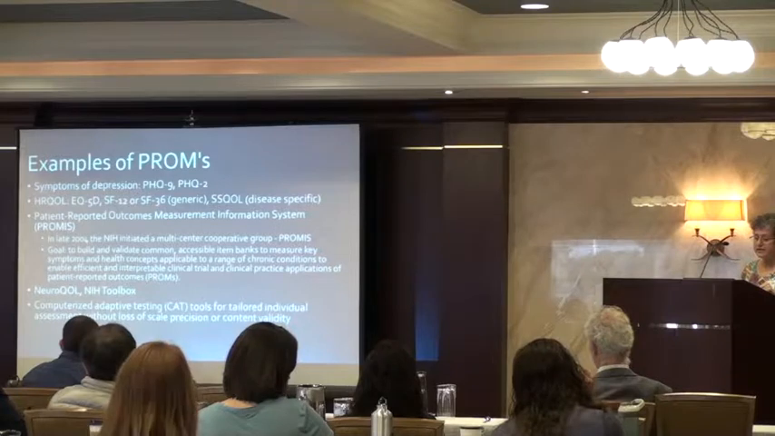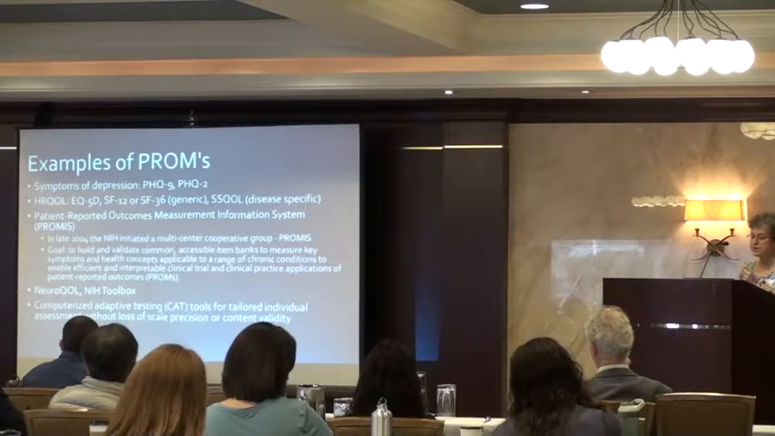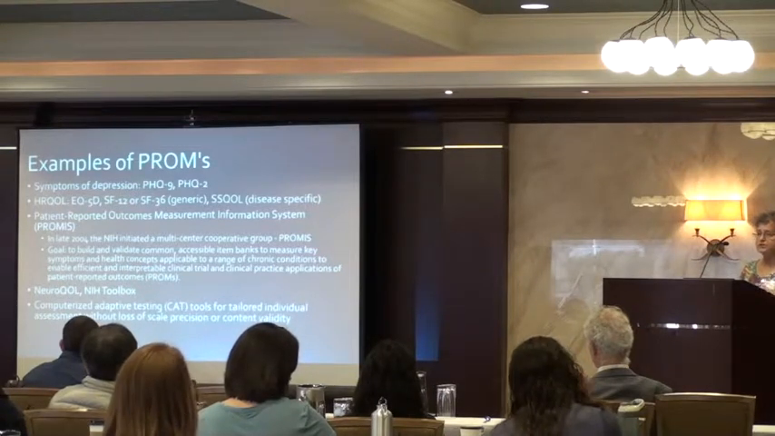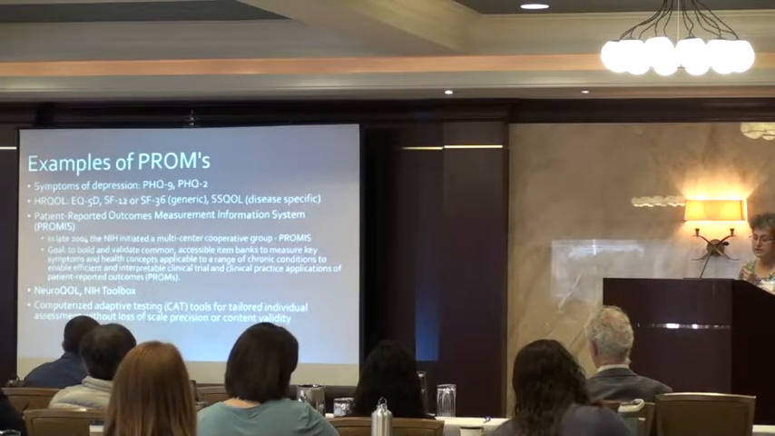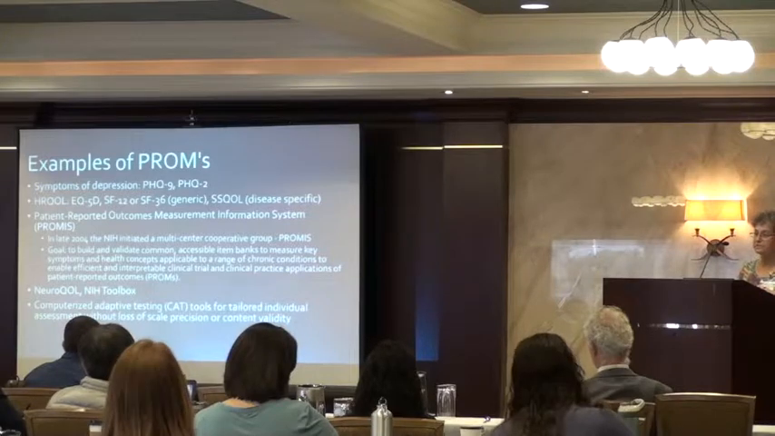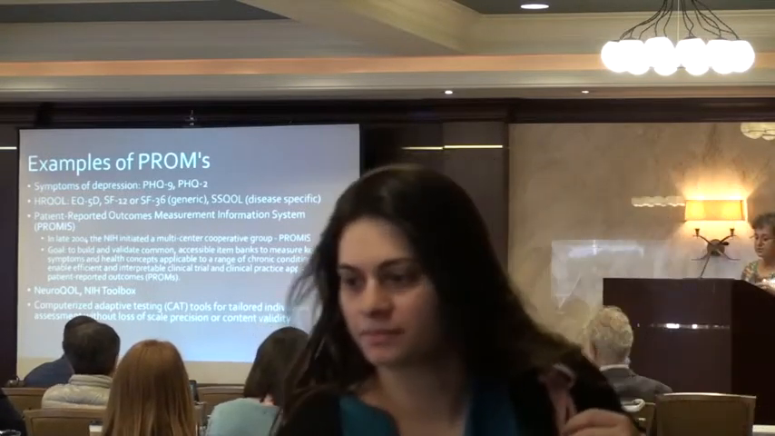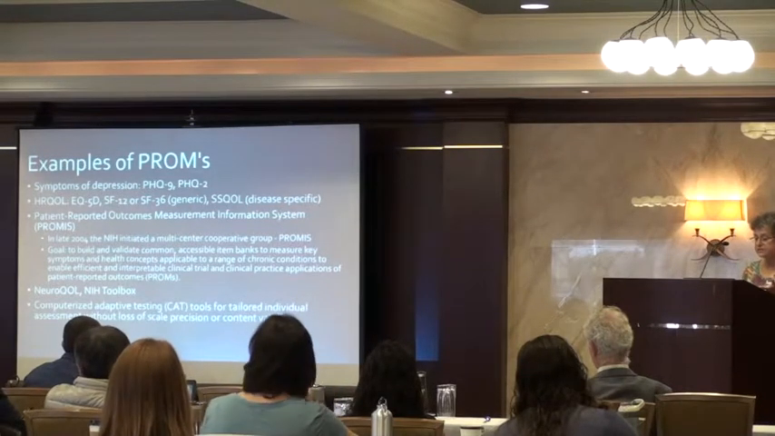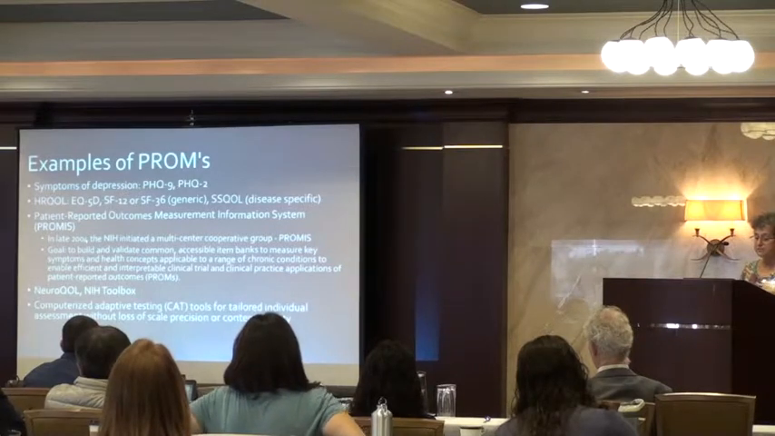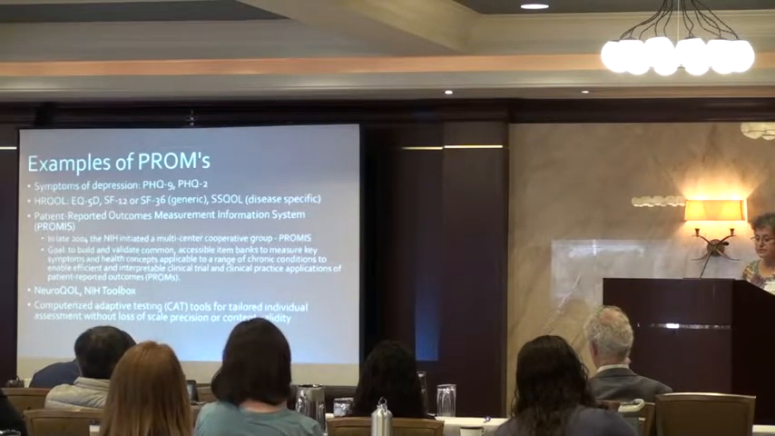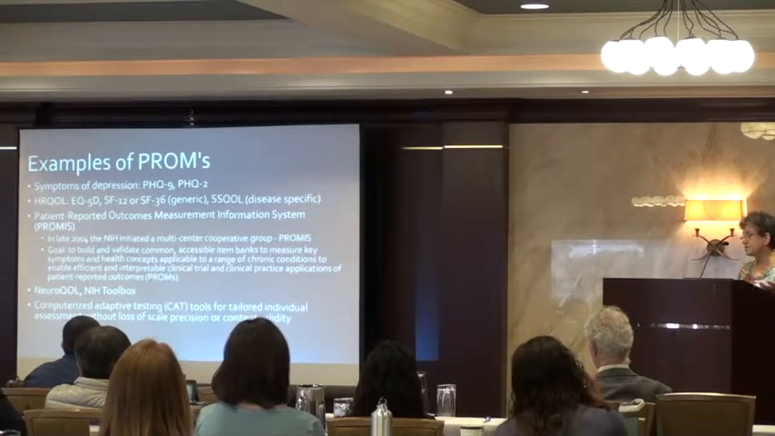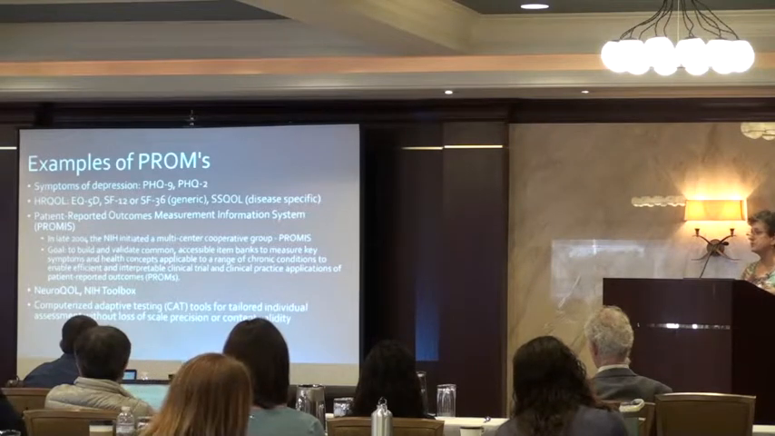And then there's the Patient-Reported Outcomes Measurement Information System, so PROMIS. And some of you may be familiar with that and may be looking at using some. This was initiated by NIH in late 2004. It was a multi-center cooperative group. Their goal was to build and validate common, accessible item banks to measure key symptoms and health concepts that are applicable to a range of chronic conditions. And they use patient-reported outcomes. And the result of that is accessible, and I would suggest that you look these up.